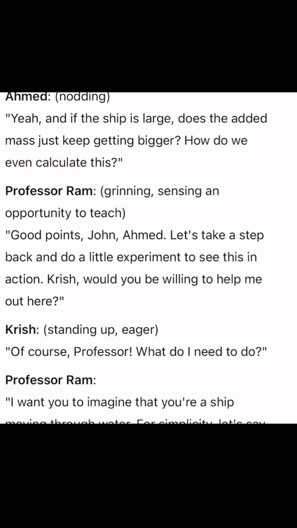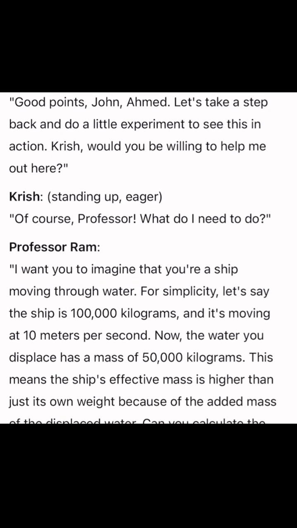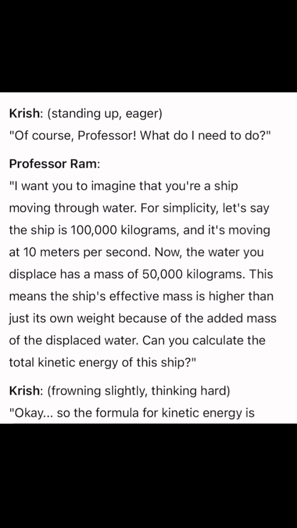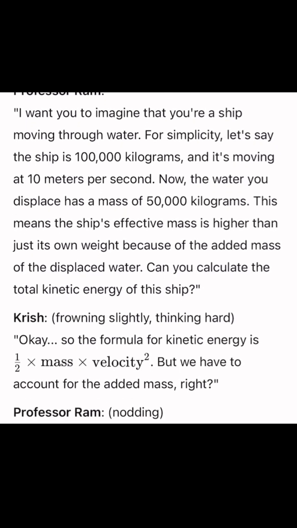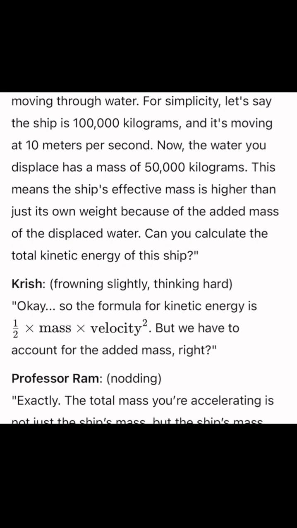Good points, John and Ahmad. Let's take a step back and do a little experiment to see this in action. Chris, would you be willing to help me out here? Of course, Professor. What do I need to do? I want you to imagine that you are a ship moving through water. For simplicity, let's say the ship is 100,000 kilograms and it's moving at 10 meters per second. Now the water you displace has a mass of 50,000 kilograms. This means the ship's effective mass is higher than just its own weight because of the added mass of the displaced water. Can you calculate the total kinetic energy of the ship?